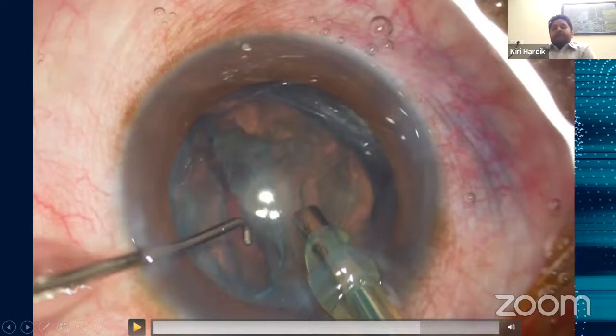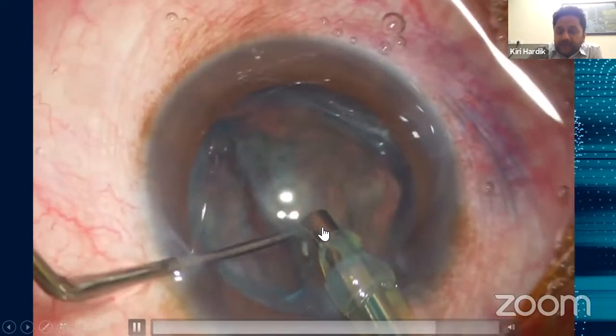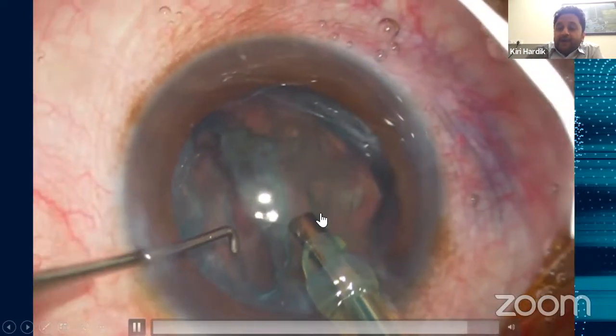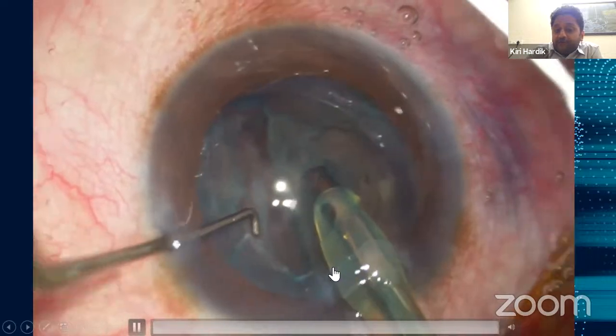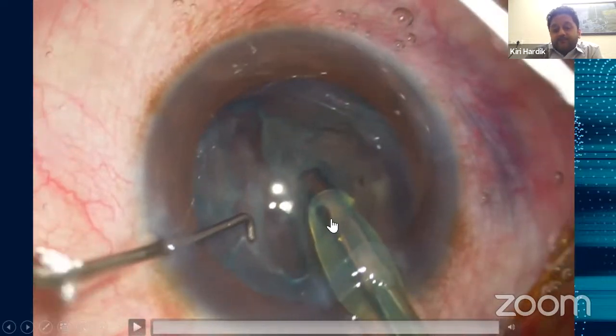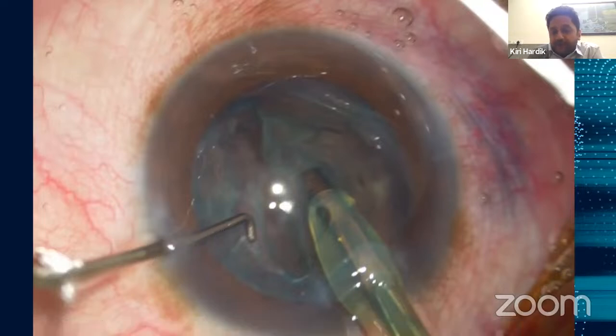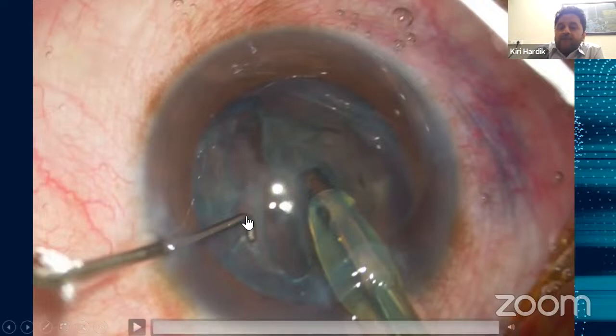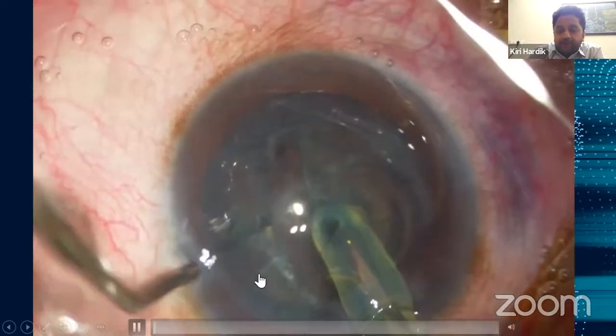And the good part is that our fellow realized this at the very appropriate time, and he did not remove the instrument suddenly from the eye. And this is, I think, the best thing. At this point of time, you should gently remove your second instrument, keep your bottle height on the lower side, maybe around 30 centimeters, put a dispersive viscoelastic over the area of the posterior capsular defect and in the anterior chamber, and then gradually remove your phaco probe.